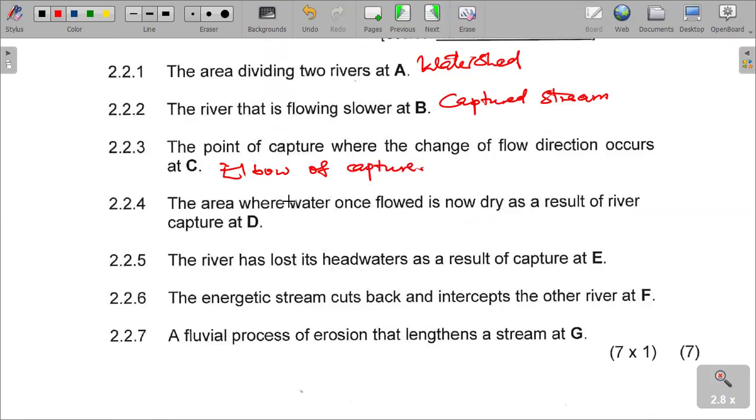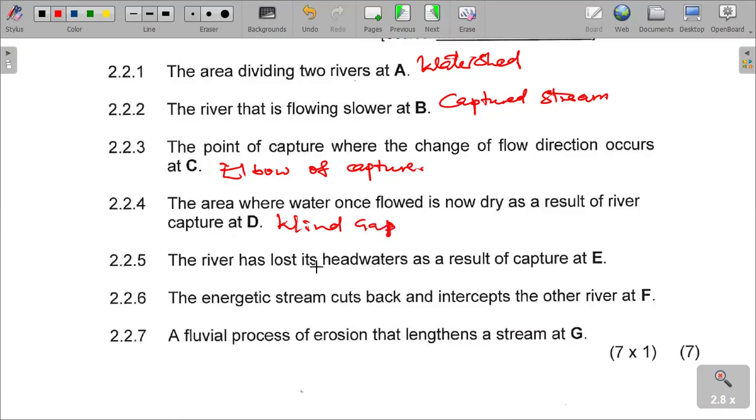Elbow of capture. And then the area where water once flowed in is now dry as a result of river capture at D. I'm sure that you know that the space that is found there is what? Is the wind gap. It is called the wind gap.